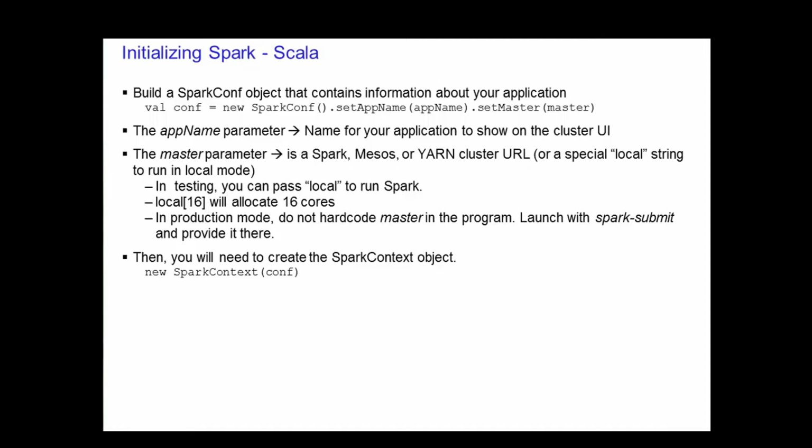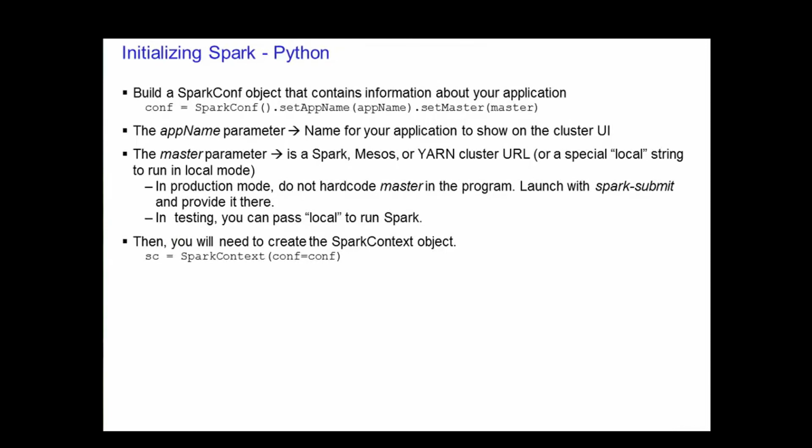You can also decide to use the local keyword string to run it in local mode. In fact, you can run local[16] to specify the number of cores to allocate for that particular job or Spark shell as 16. For production mode, you would not want to hardcode the master path in your program. Instead, launch it as an argument to the spark-submit command. Once you have the SparkConf all set up, you pass it as a parameter to the SparkContext constructor to create the Spark context.